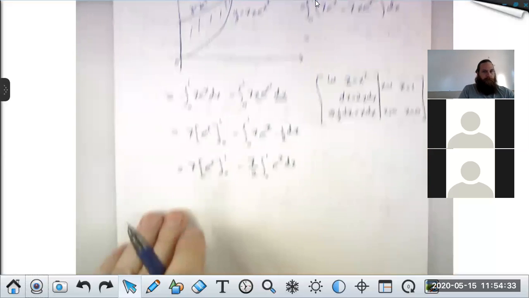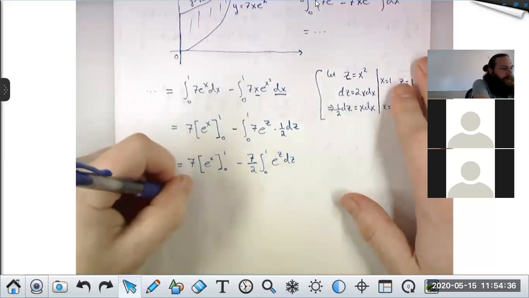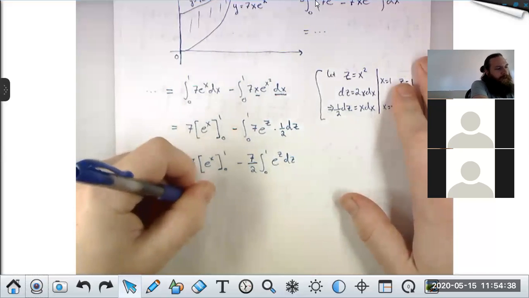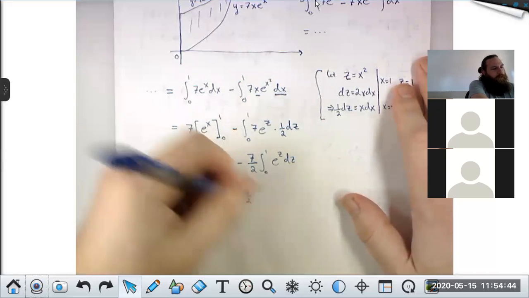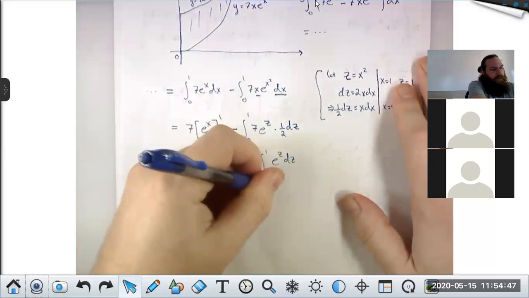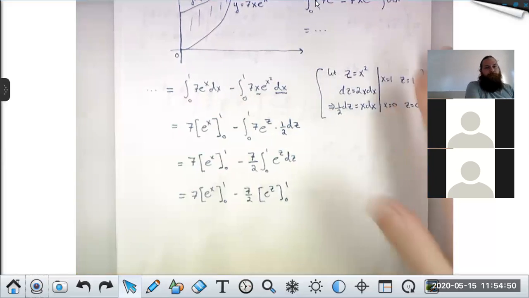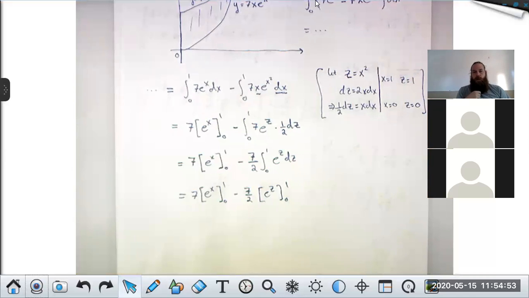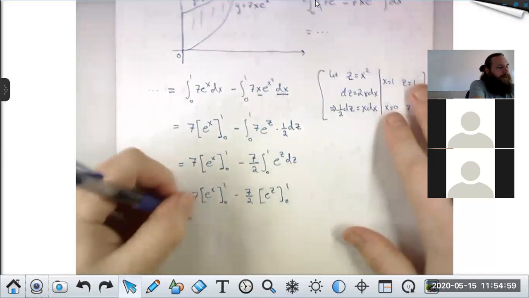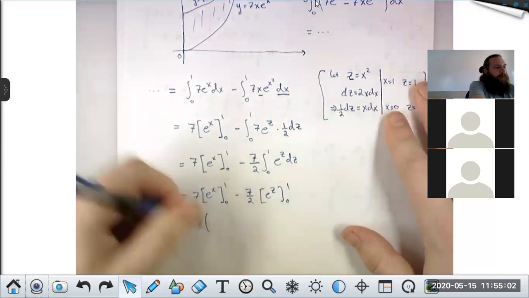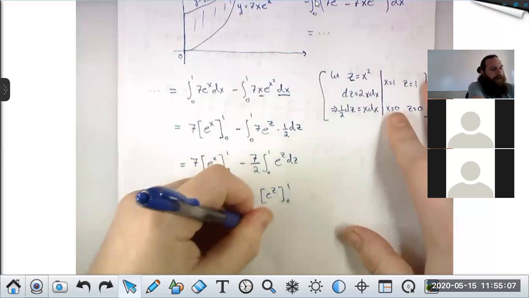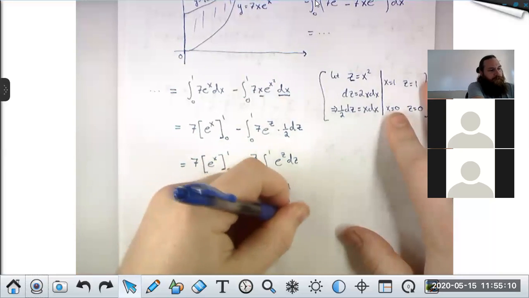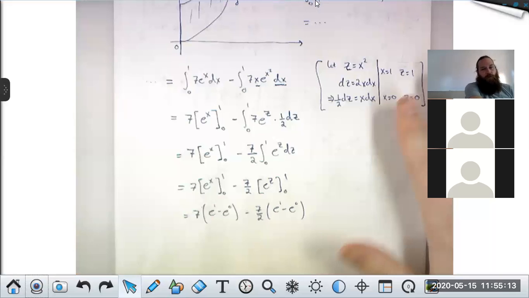Okay. So then moving right along, the antiderivative for e to the z is not difficult. It's e to the z, and we're evaluating from 0 to 1. So this is what I get after I've done all the antiderivative work. This first piece is 7 times e to the 1 minus e to the 0, minus the second piece, which is 7/2 times e to the 1 minus e to the 0. And e to the 0, of course, is 1.